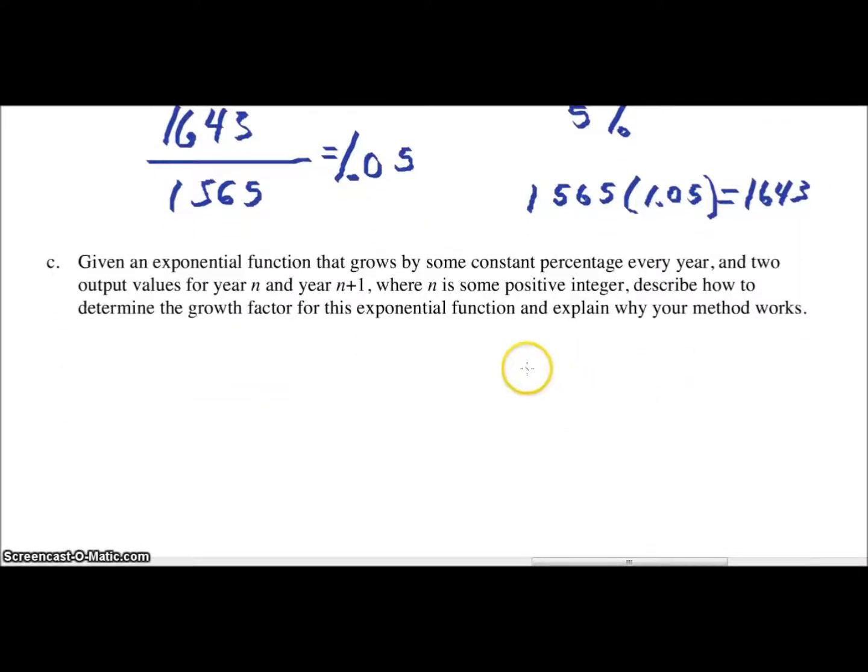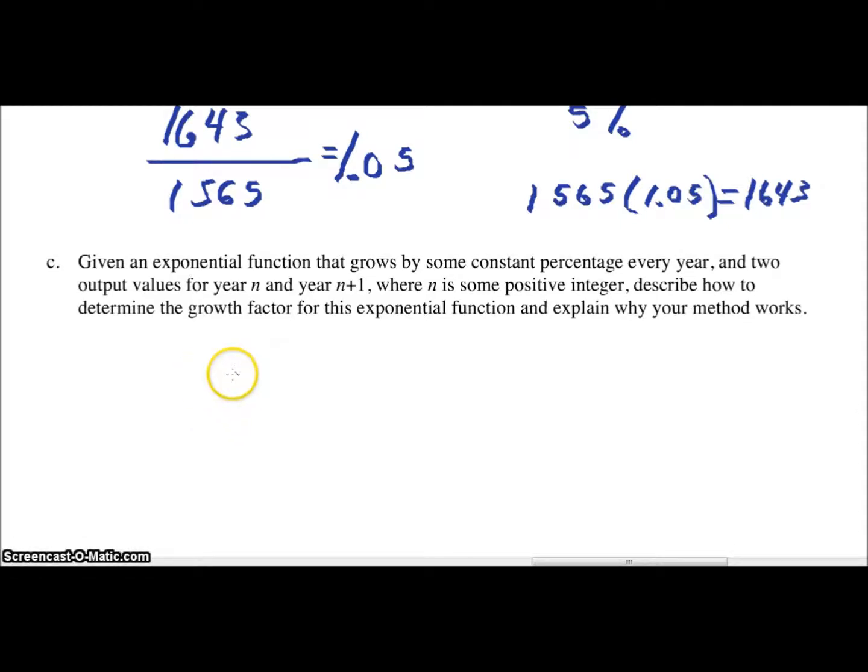Part C, give an exponential function that grows by some constant percentage every year, and 2 output values for year n and year n plus 1, where n is some positive integer. Describe how to determine the growth factor for this exponential function and explain why your method works. Well, basically, I just have to divide the value for the nth plus 1 year divided by the value for the nth year.